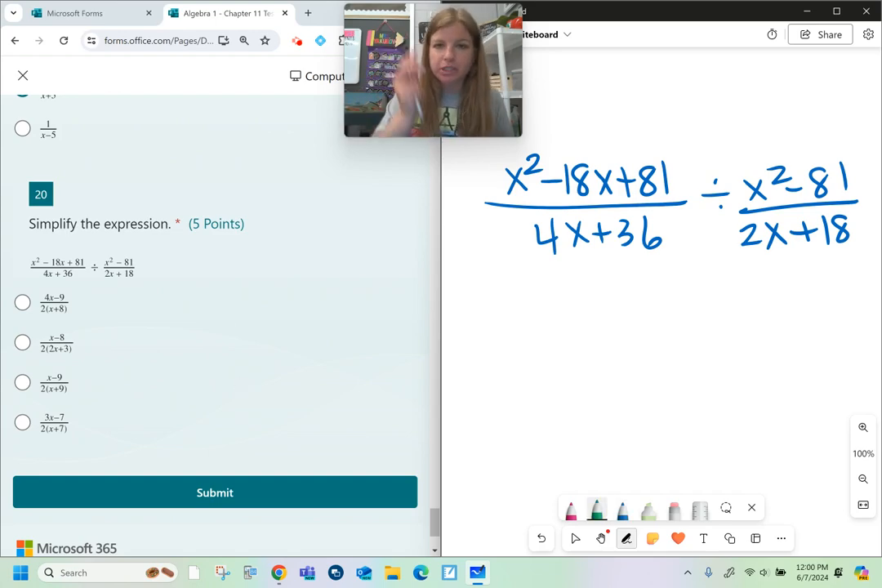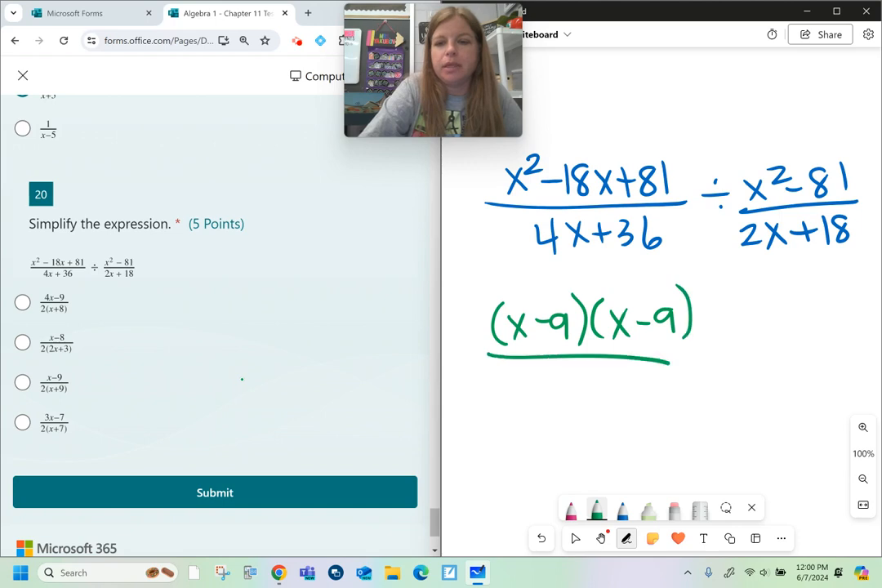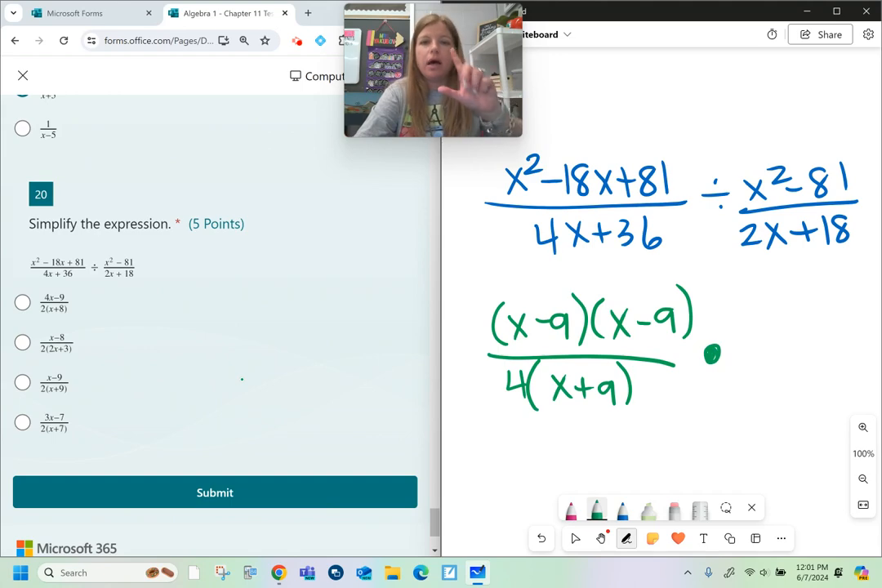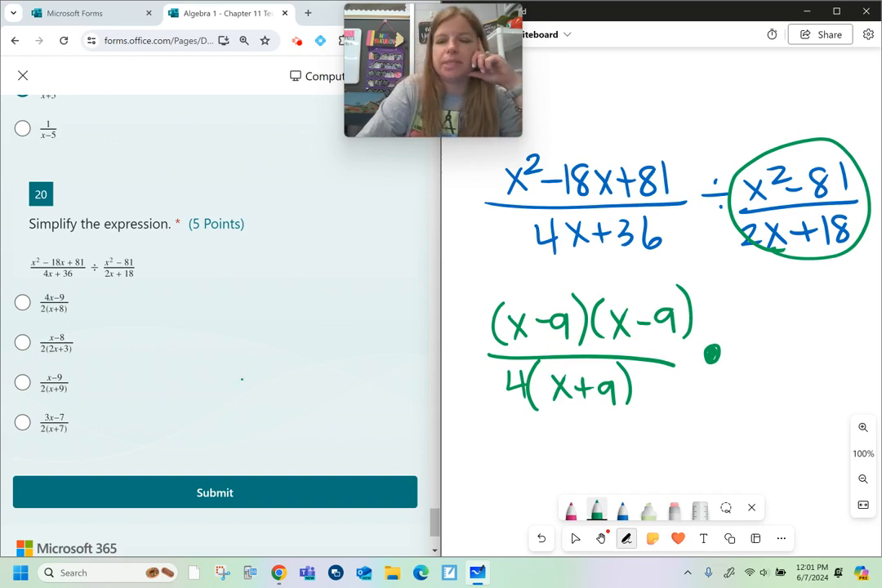So first off, my first fraction stays the way it is, but we can factor it. What two numbers multiply to get 81 that add up to get negative 18? It's negative 9, negative 9. 4x plus 36, not a difference of squares, but I could factor out a 4. And if I do that, I'm left with x plus 9. We then multiply it by the reciprocal of the second fraction. So I have to take this fraction, I need to flip it. So that actually means 2x plus 18 goes up top. But can I factor 2x plus 18? Yes, I can factor out a 2, and I would be left with x plus 9.